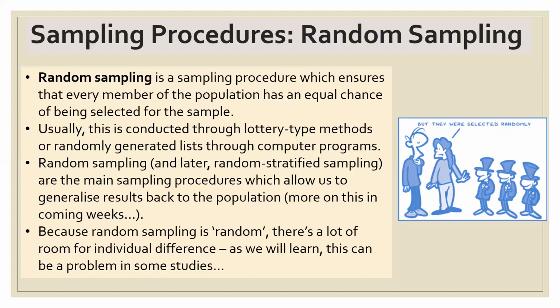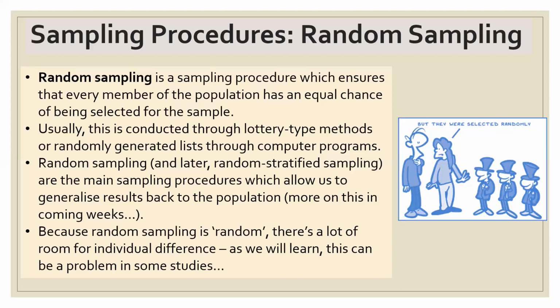One of the disadvantages of random sampling, though, is that random sampling is random, okay? And there is a lot of room for individual difference. And this can obviously act as a potential confounding variable for some studies. So like I said, if I draw 10 of your names from a box, obviously all of you, even though you all do psych, you're all different people, yeah? There's not much similarity between you.